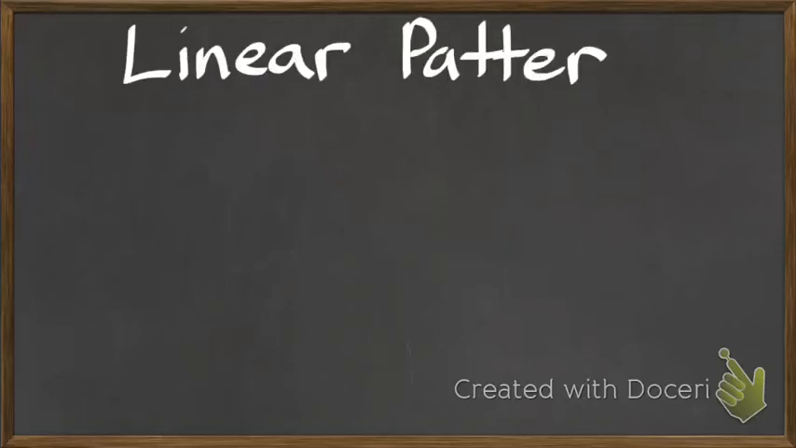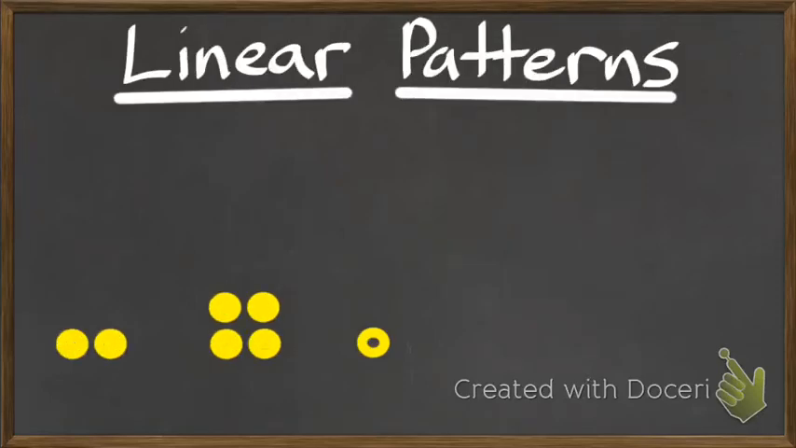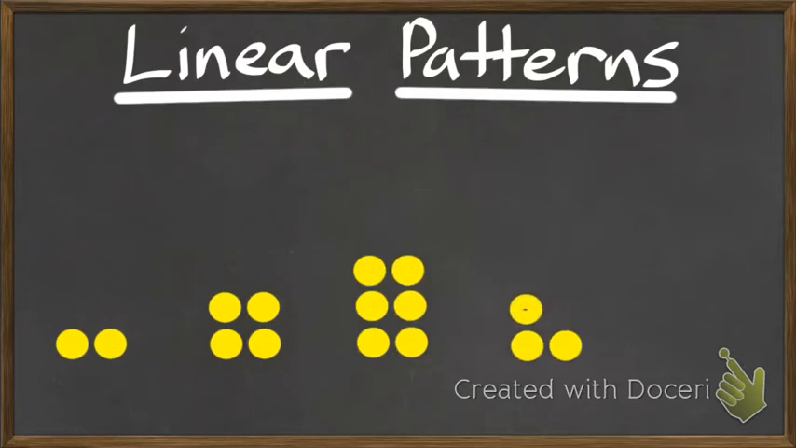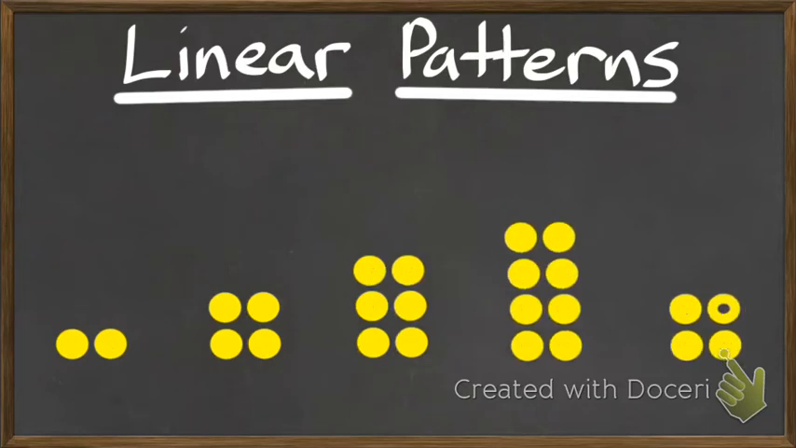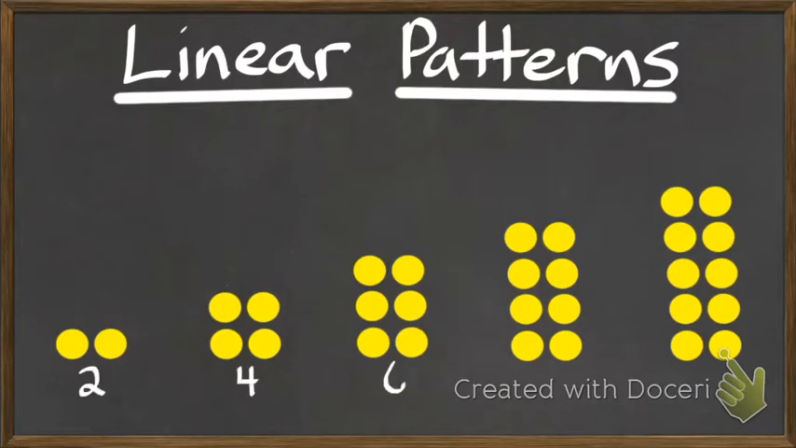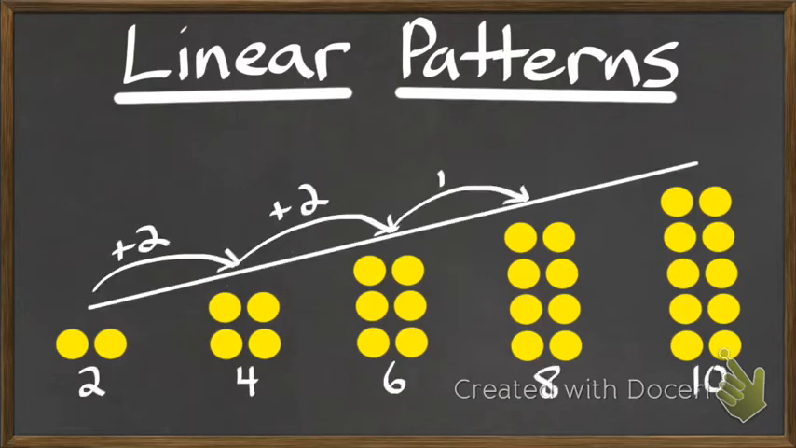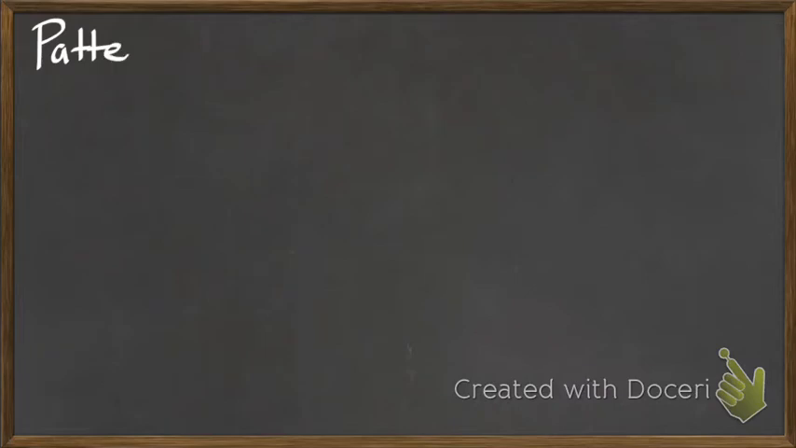Alright, so in today's lesson we are going to be looking at linear patterns. So we're going to see how a set of numbers increases or decreases at a set rate. So in this case, looking at this example, we have 2, 4, 6, 8, 10, and it is increasing by 2 each time. Okay, so let's look at some patterns.